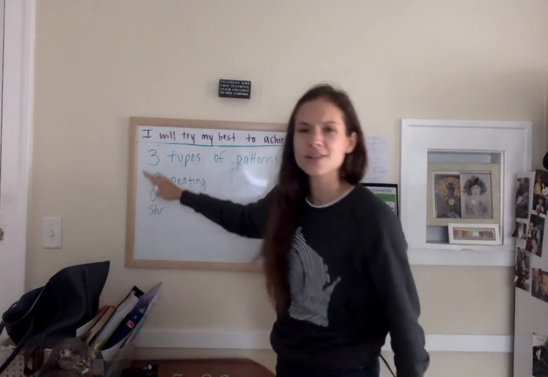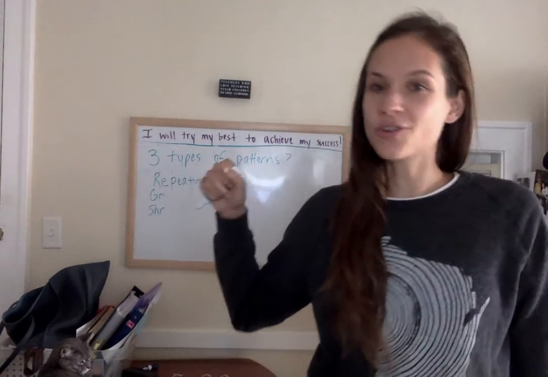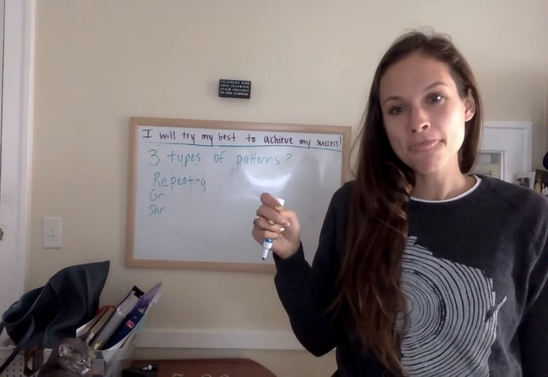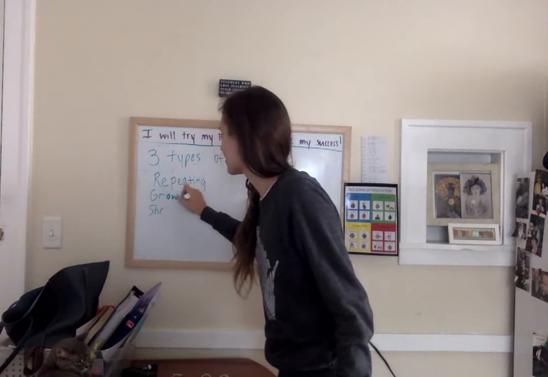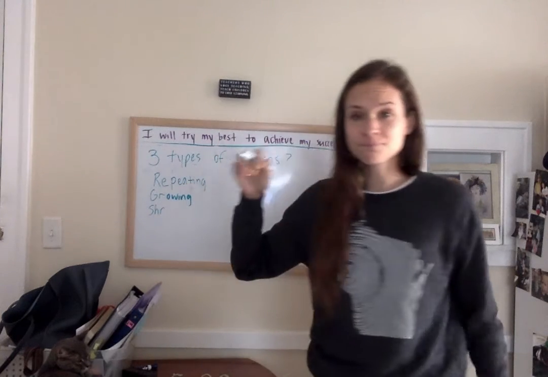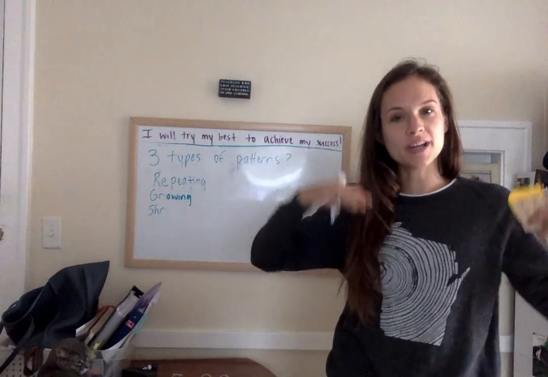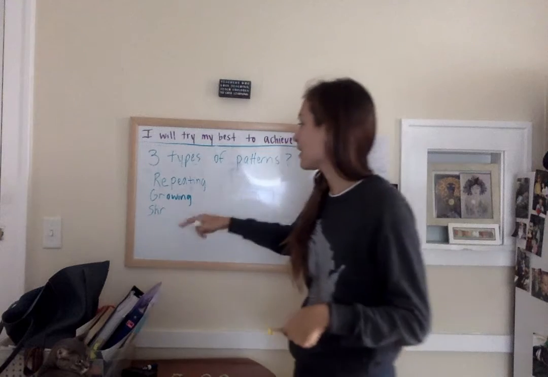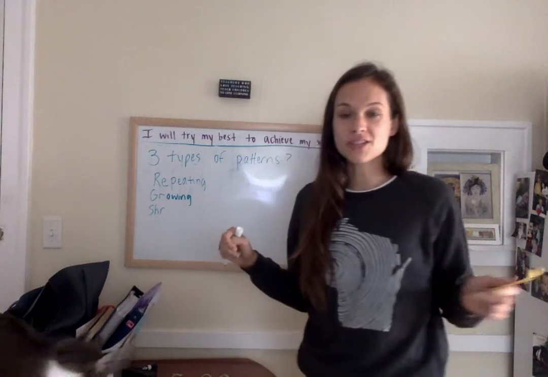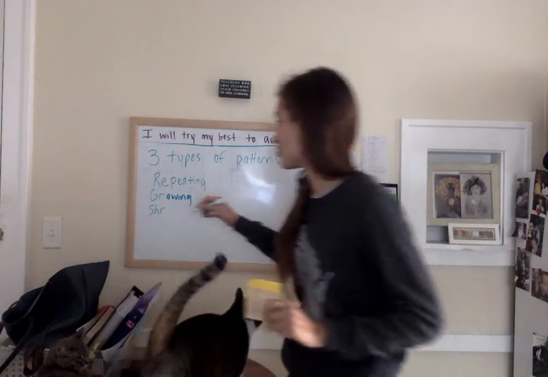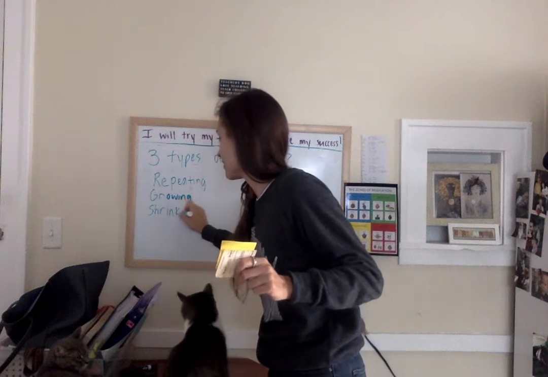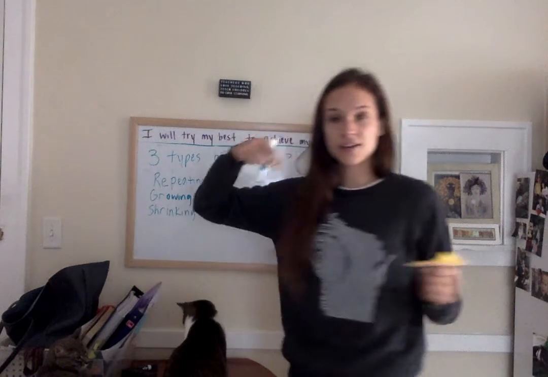We have another type of pattern. It starts with gr. Do you remember what the second type of pattern we've learned about is? A growing pattern. And a growing pattern increases as it goes, right? It gets bigger or it gets larger. And we have another type of pattern we've learned about. It's a shrinking pattern, and shrinking patterns get smaller as they go.